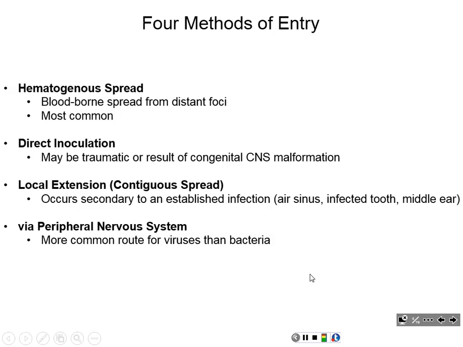The next is local extension. I may also call this contiguous spread. And this occurs secondary to an infection that is really close to the central nervous system. So something like sinusitis, otitis, these would spread by local extension. And the final is by the peripheral nervous system. Here we're primarily talking about viruses. And this may sound similar for those of you that are familiar with herpes-type viruses, infecting nerves in the periphery and spreading into the central nervous system.